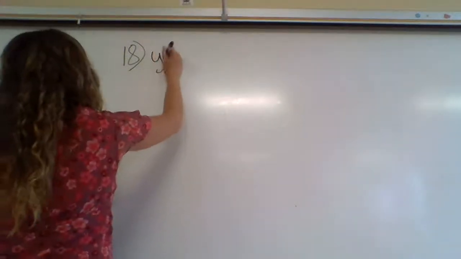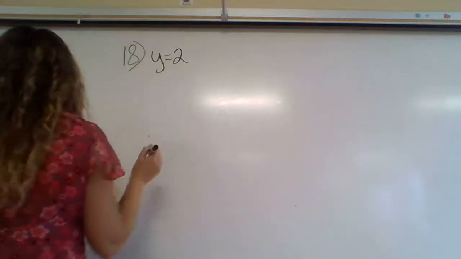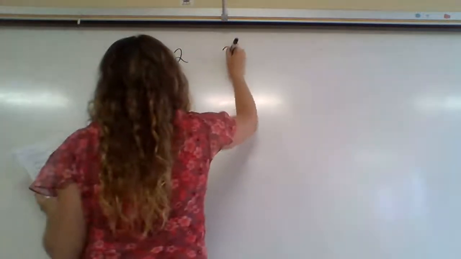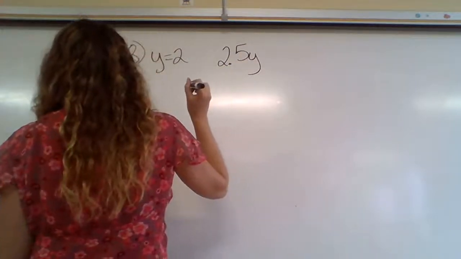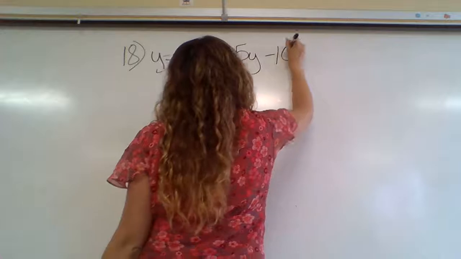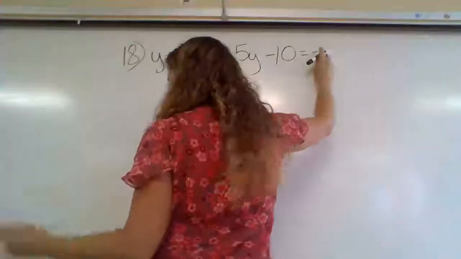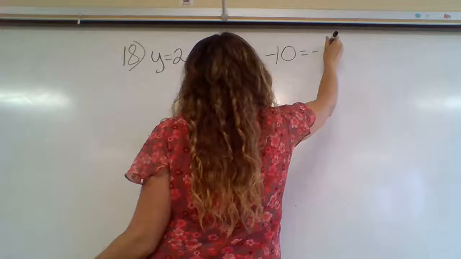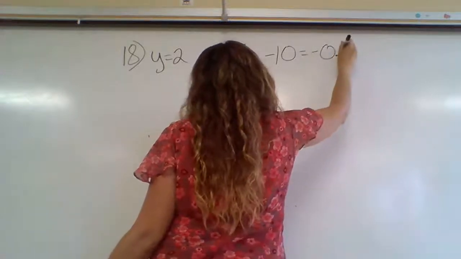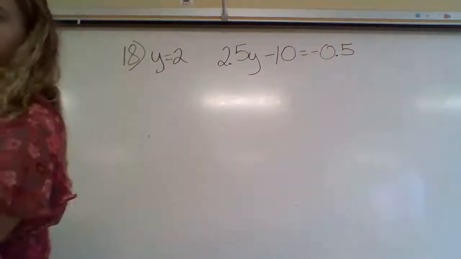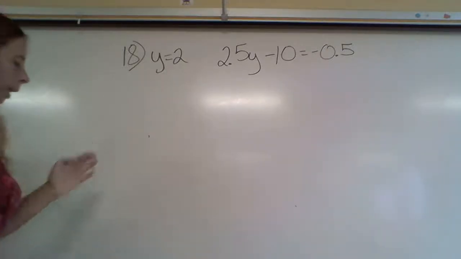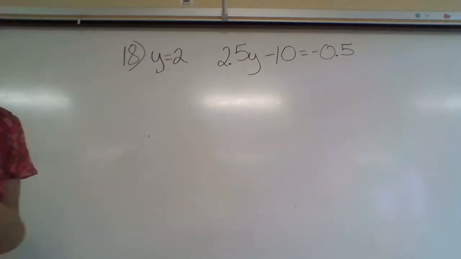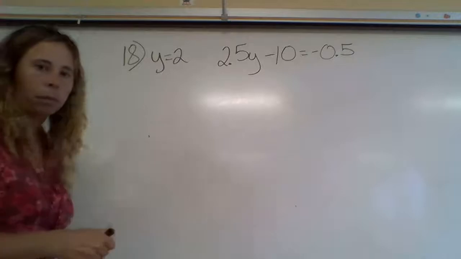So y equals 2. Is that a solution to the equation 2.5y minus 10 equals negative 0.5? So is this a solution? Don't let them switch the variables up on you. They give you X's, Y's, W's, B's, A's. It doesn't matter what the variables are.